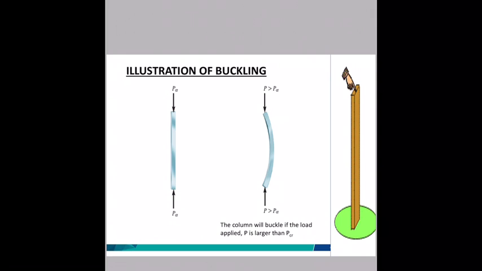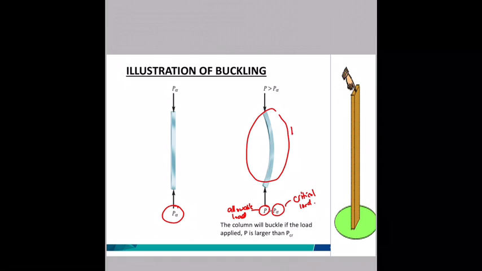So this is an example or illustration of buckling. When you apply a load here, then it will buckle. PCR is the critical load. P is the applied load. If you apply a P more than the critical load, then it will buckle. This P here is the applied load, and this P here is the critical load. If the load is more than the critical load, then your column will buckle.